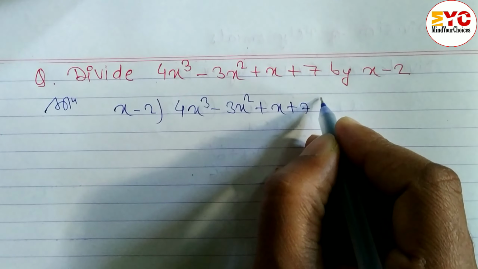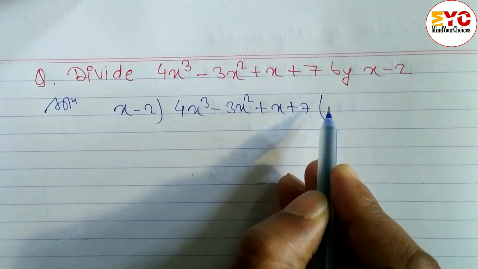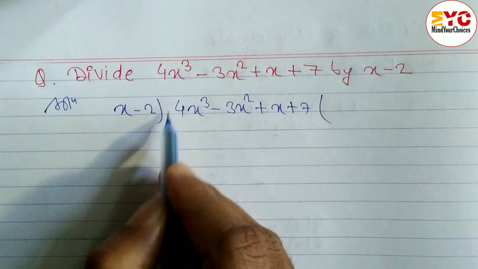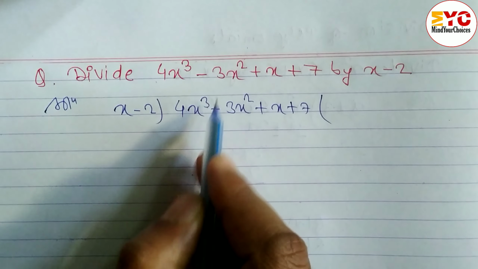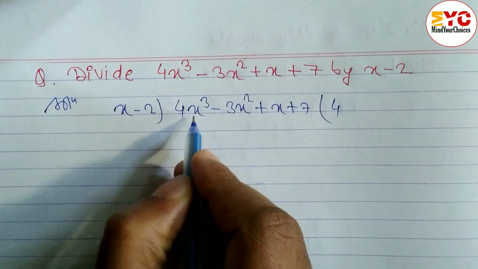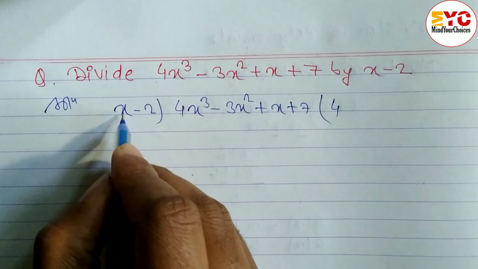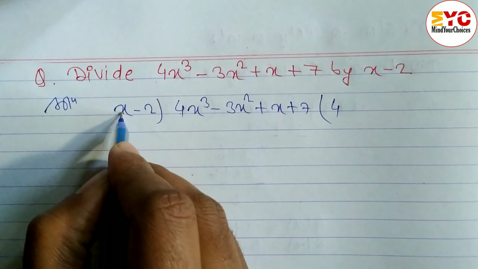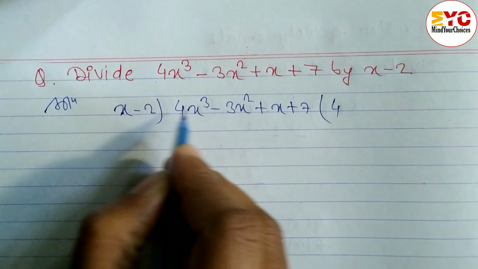Now we have to find out the quotient and remainder. x into which number and variable becomes 4x cube? Our first aim is to remove the first term. Here is 4, so we have to write 4. Here is x cube. How to bring x cube? What variable do we have to multiply by x so that it becomes x cube?